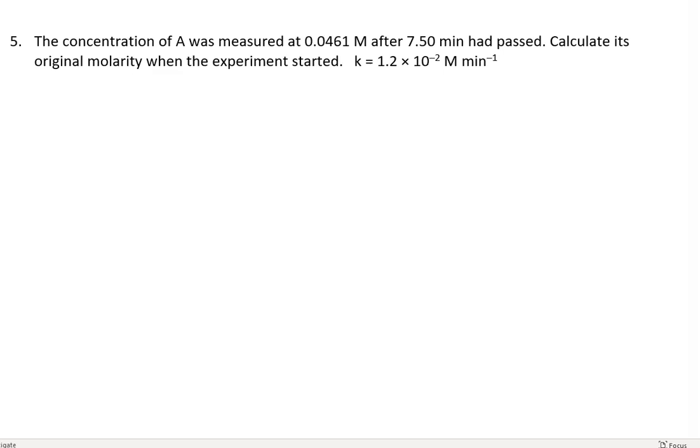And for our final example, we'll go through and assign our terms. So we have the concentration of A was measured at 0.0461 molar, so that's our A. After a certain time, 7.50 minutes had passed, calculate its original molarity, so that's our A naught, when the experiment started. And we're given K. Related to what we saw in the last example, we do have to make sure that our time units are consistent. In this case, they are. We have minutes and minutes, so there's no further conversion that's necessary.